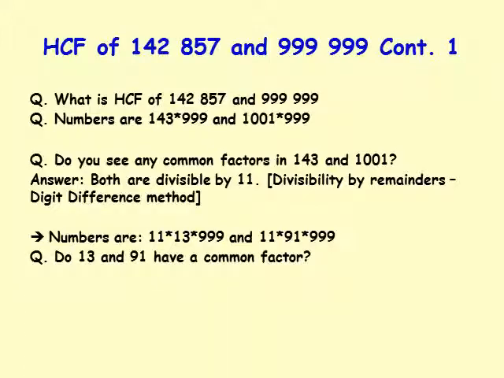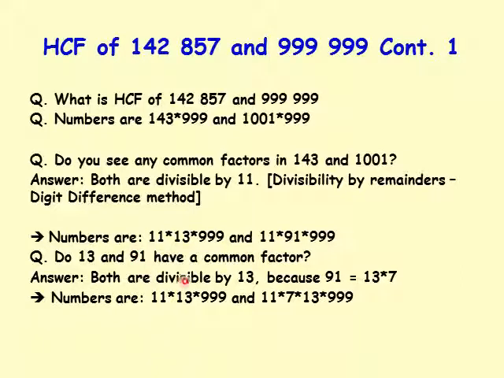Okay, let's continue. So now 13 and 91. We have 11 as a common factor, 999 as a common factor, and we have 13 here and no 13 here, but 91 is a multiple of 13. Do 13 and 91 have a common factor? Both are divisible by 13. This number is 13 times 1, and this number is 13 times 7.